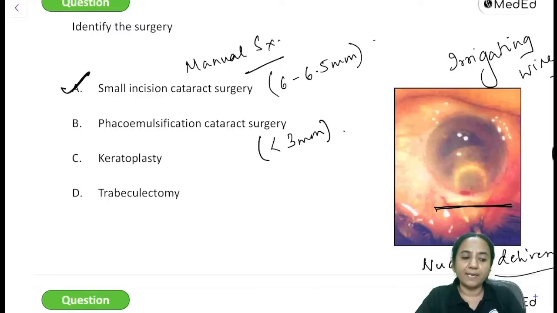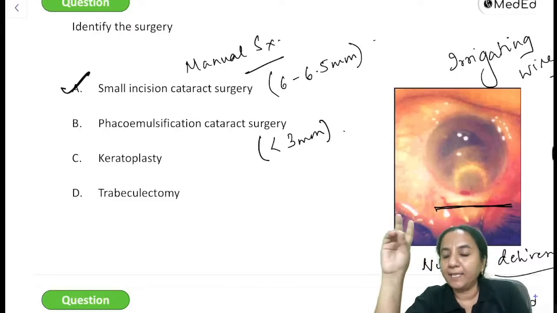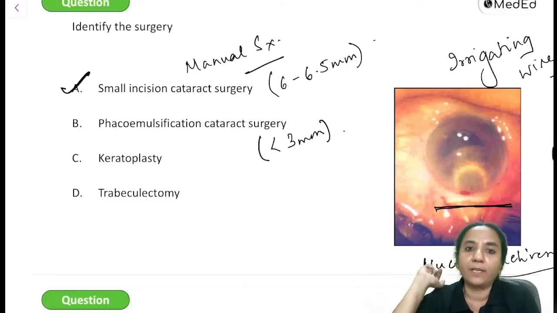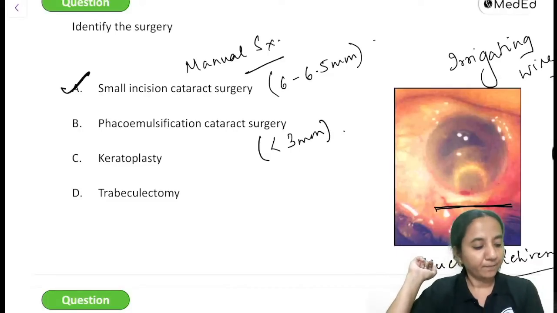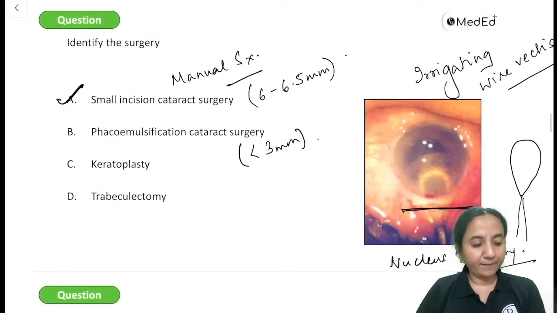Why is it called SICS? Because it has the smallest incision among all the manual surgeries. There are 3 manual surgeries: ICCE, ECCE and SICS. Out of these manual surgeries, it has the smallest incision. समझ आया ना? चलो, let's go to the next question.